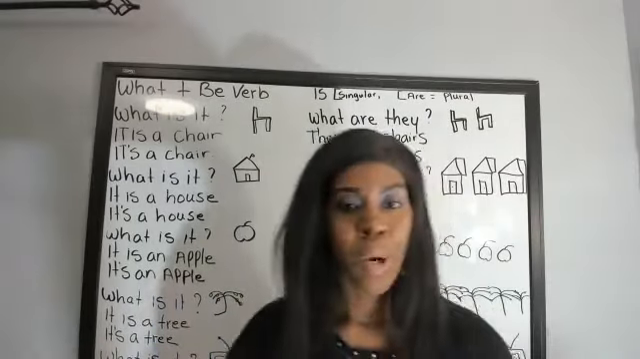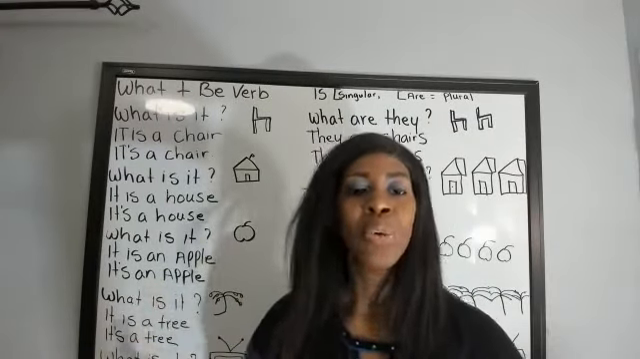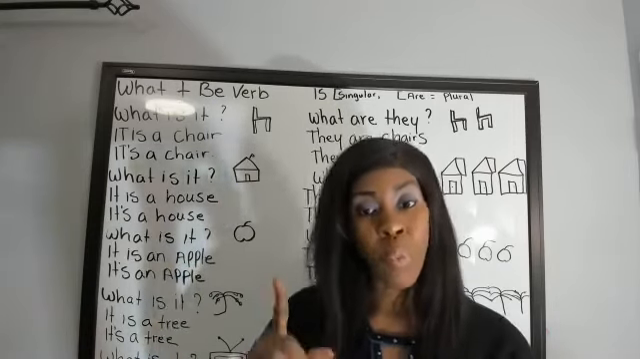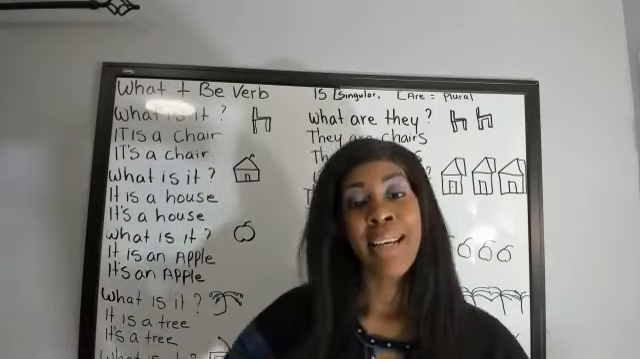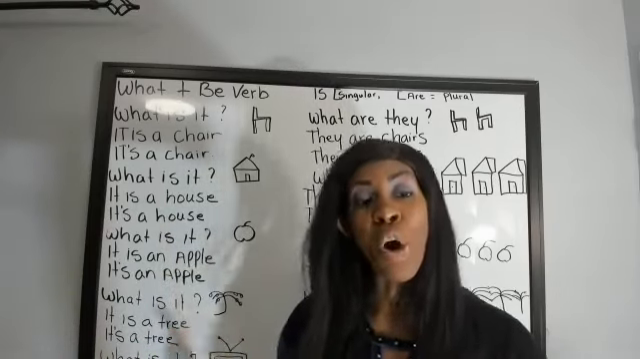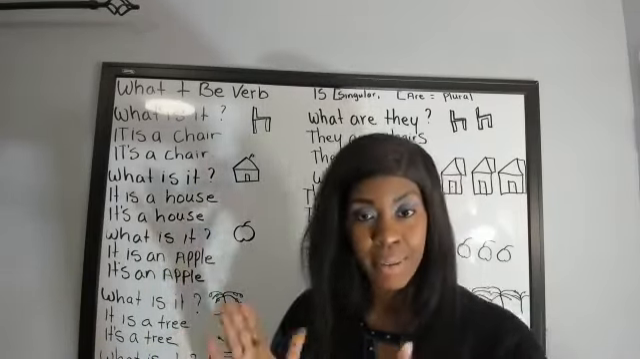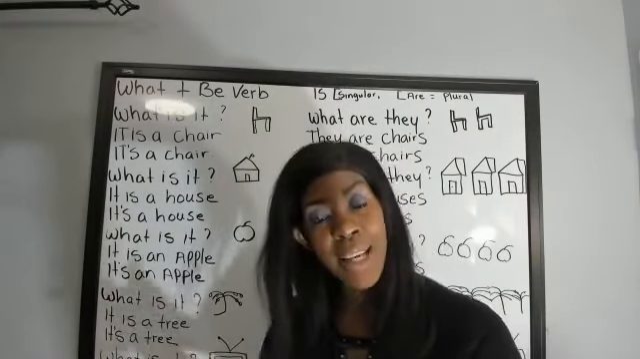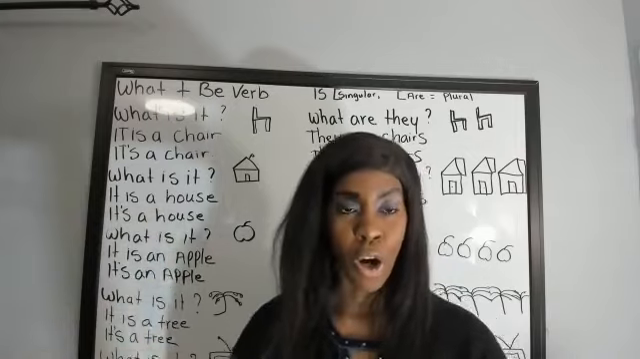So, when something is close, you say, this is one thing. When one thing is away, you say, that is. When two or more things are close by, you say, these are. When two or more are away, you say, those are.